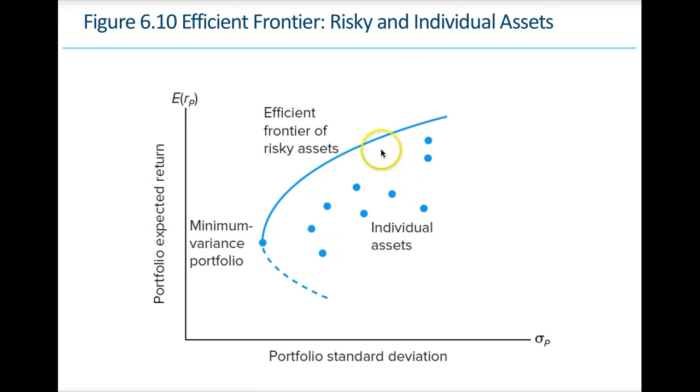So here, all these individual stocks, but the stocks that lie on this curve out here are the efficient frontier of the risky assets. So any point here would be the most return you would get for the expected standard deviation, or risk, in the portfolio. Okay.